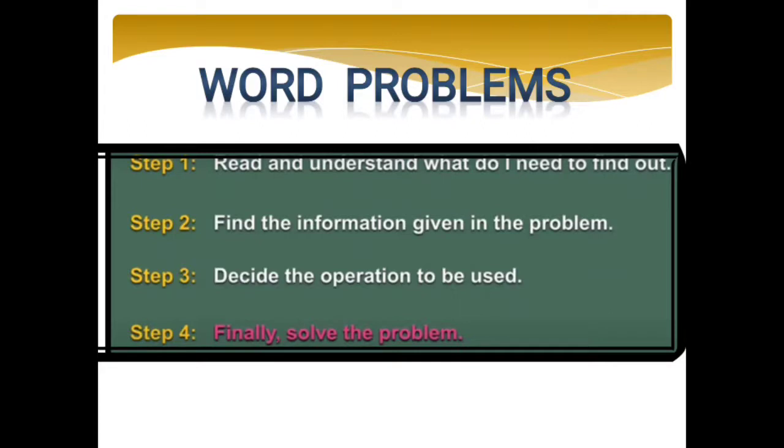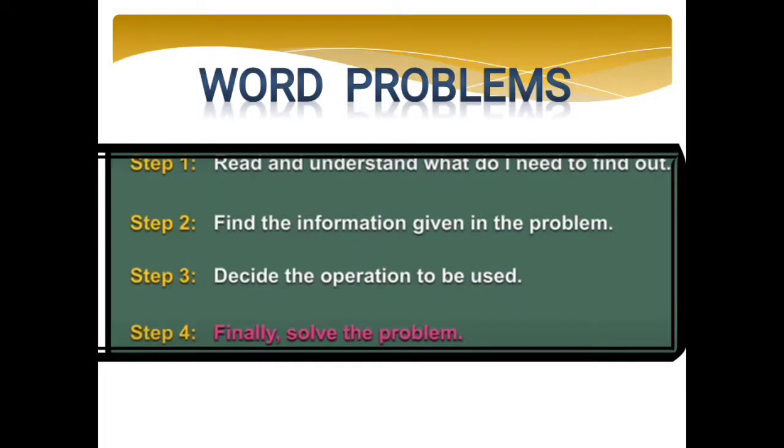Second step, find the information given in the problem. First step you have done, at least two times you read the question, and then you understand what information is given in the problem, what the question wants to say and what information the question wants from our side. And then step number 3, decide the operation to be used, and step number 4, finally solve the problem.